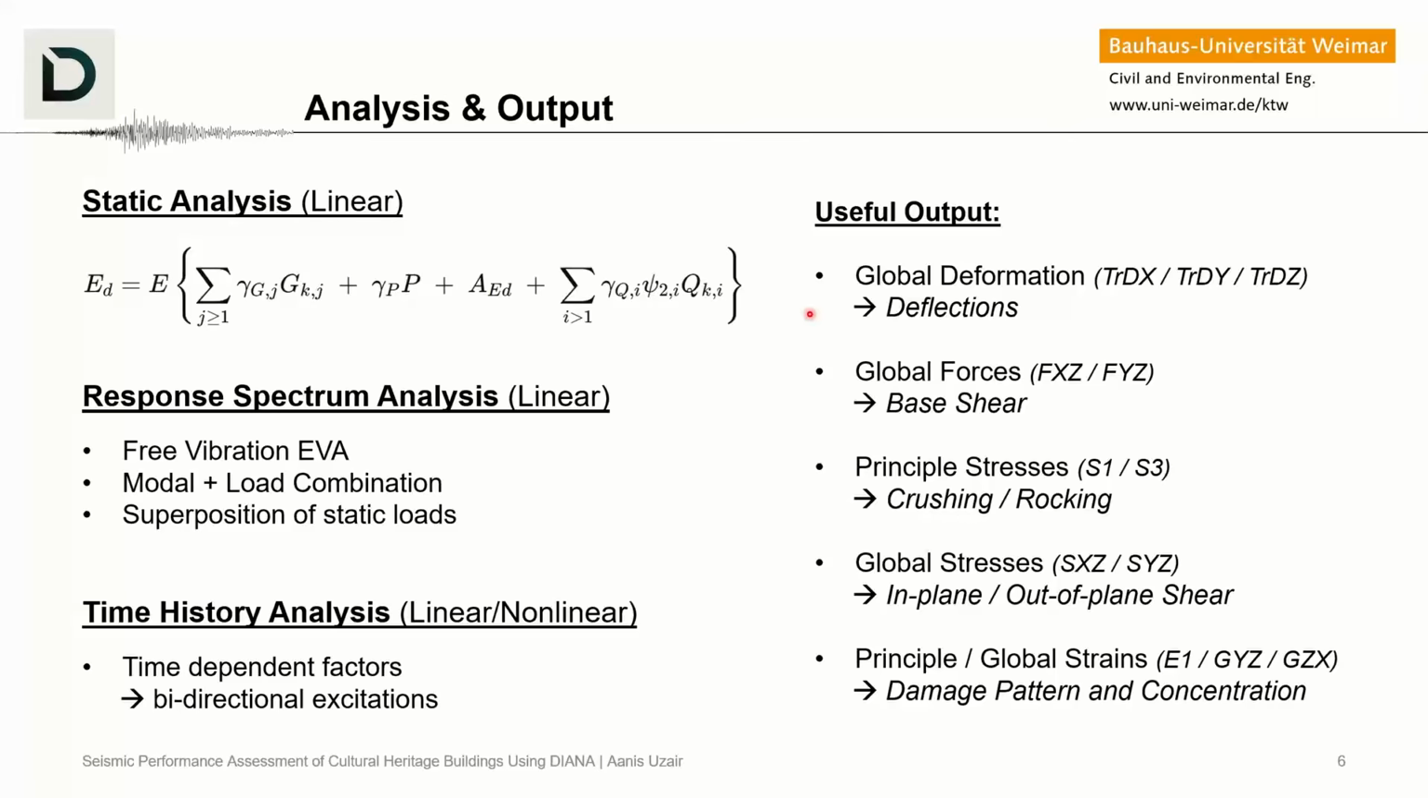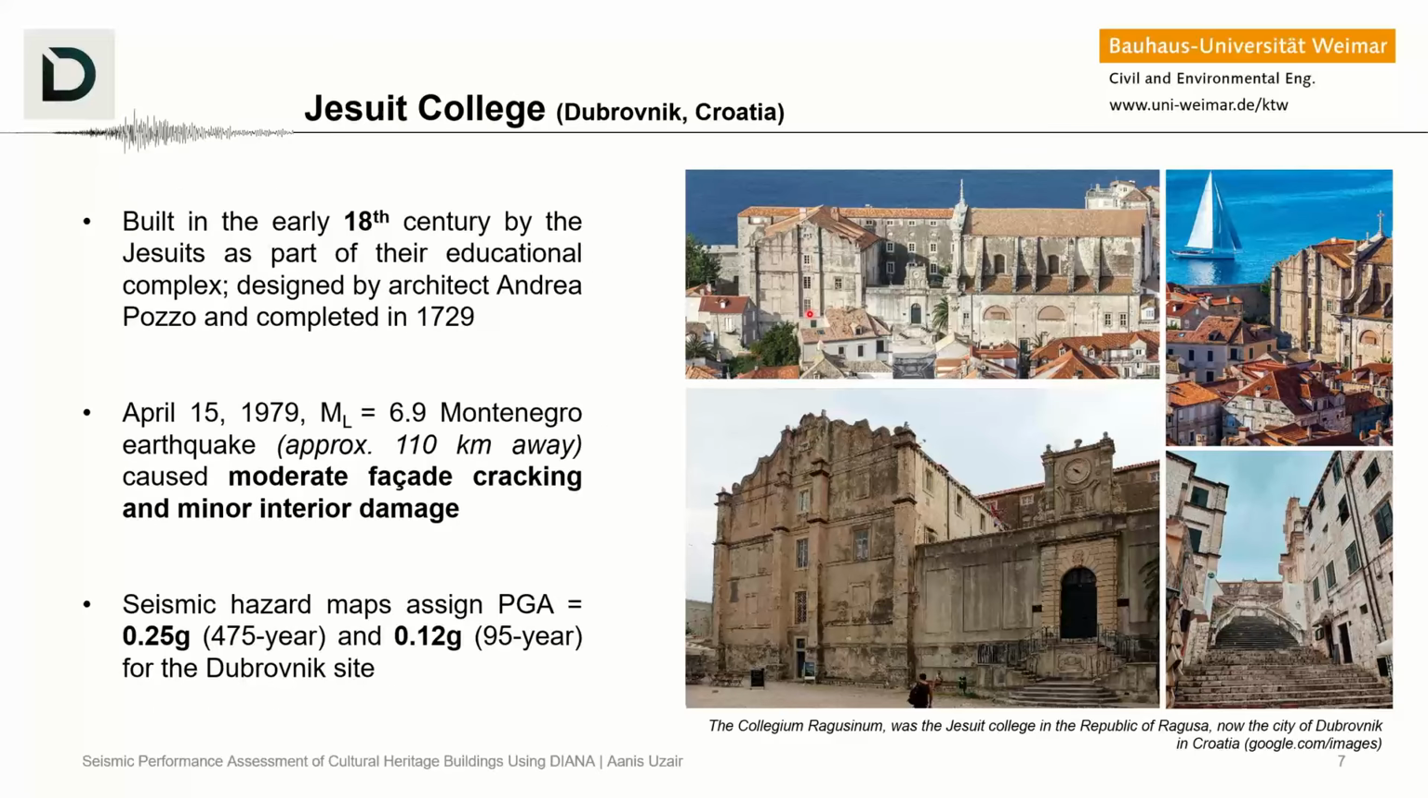Now, this was a general introduction on how we deal with the subject. Now I will present the first case study. The Jesuit College is an 18th century stone masonry structure which is located in the historic center of Dubrovnik.